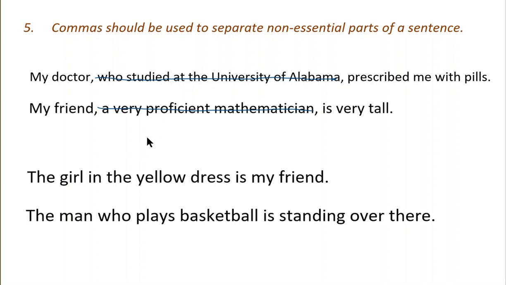Now, what's an essential part? What's essential for a sentence? Well, if I were to write, the girl in the yellow dress is my friend, the reason why I won't put commas is because in the yellow dress means something else. If I removed it, it means something else completely. Because this would be the girl is my friend. When a detail adds something to a setting, it defines a setting.